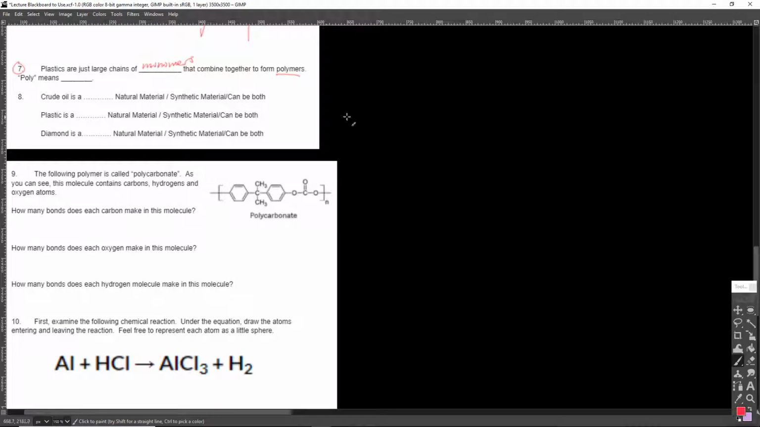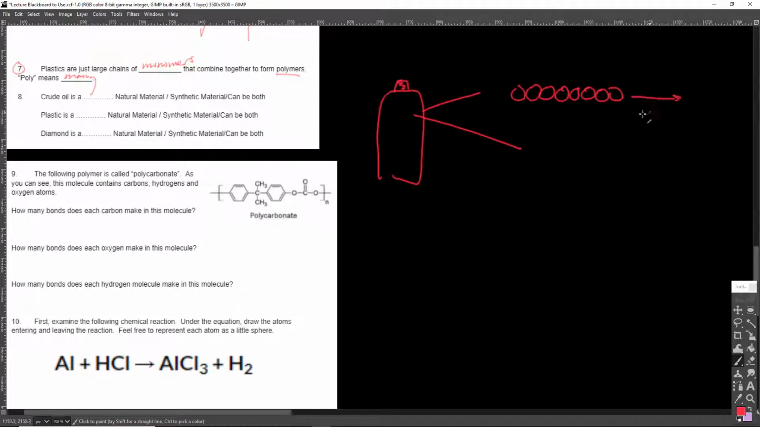Okay, and they combine together to make polymers. Polymers are, poly means many. So polymers just means many mers, many monomers, right? So if you zoom into your plastic water bottle, and you zoom in, you see what it's actually made out of. It's made out of these little chains, these little subunits, that go on and on and on for a very, very long time.